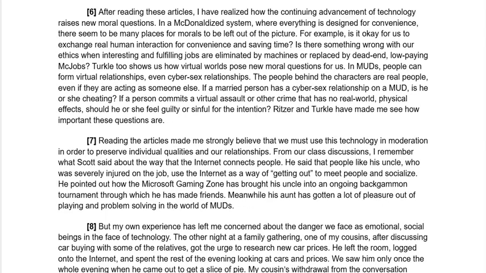In paragraph 6, Macaulay raises important moral questions that go beyond the arguments of Ritzer and Turkle, reflecting on how we should use technology responsibly. She considers questions of personal interaction and ethical choices, such as the potential for people to substitute real relationships with digital ones or lose fulfilling jobs to automation.